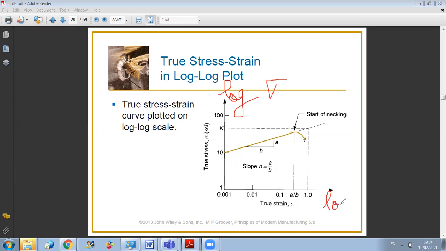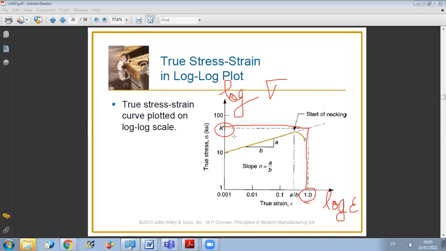Okay, so when epsilon true is equal to 1, you know that the corresponding value of log 1 is 0. So if we plug in the equation epsilon true equal to 1, we get that log of sigma will be equal to log of k. So from here you can determine this coefficient k. So this is a first method to find the value of k and n.